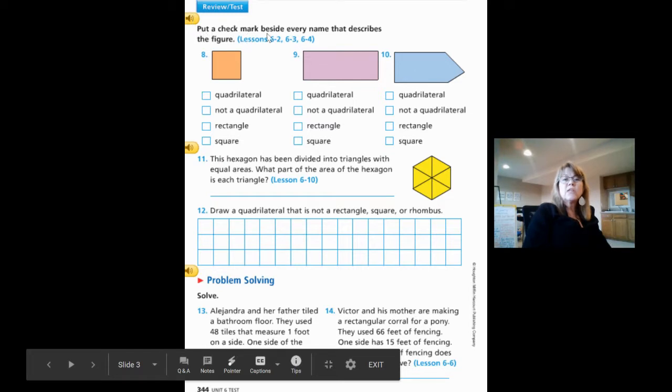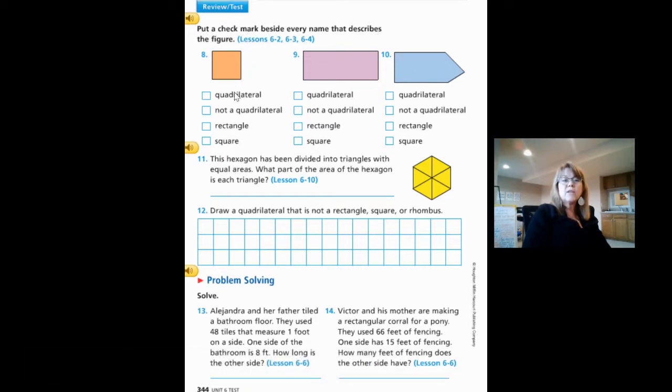Here, you're putting a check mark beside every name that describes these figures. Now remember, some of them might need more than one. Like, is this a quadrilateral? Well, it can't be a quadrilateral and not a quadrilateral. So it has to be one or the other of those. But could it be a rectangle? Could it be a square? Remember, we talked about some of those figure names overlapping. You can go back to my videos for that. All of those things are linked on my very first slide for our virtual classroom for past weeks. Or you can go to my YouTube channel to see it for that matter.